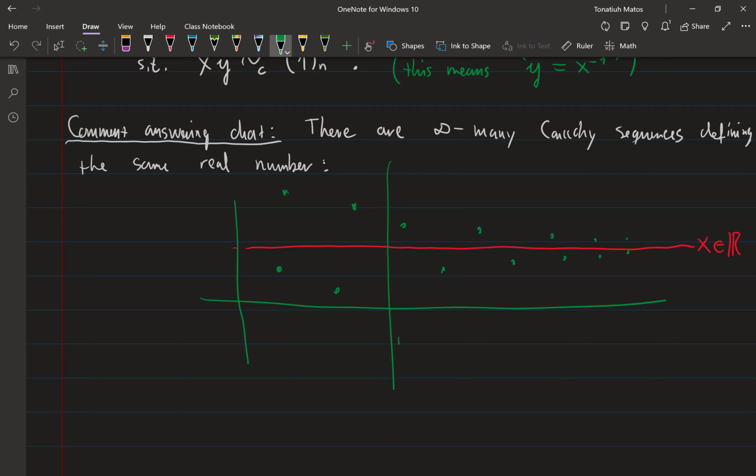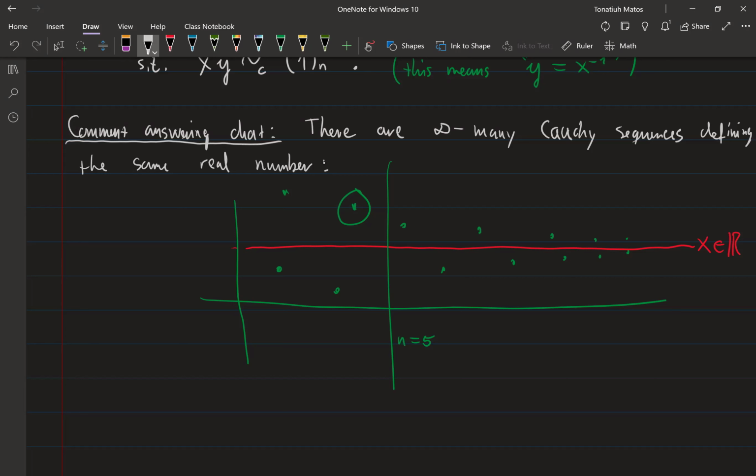Maybe this is like the index number 5 or whatever. And then you change these numbers to whatever you want. That will not change the limit. It will not change the fact that this is a Cauchy sequence. And it will not change the fact that this Cauchy sequence is representing the same real number.